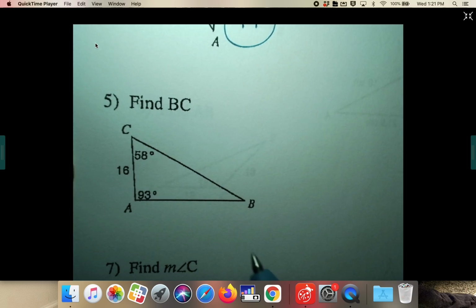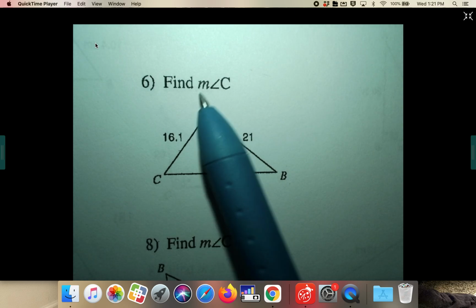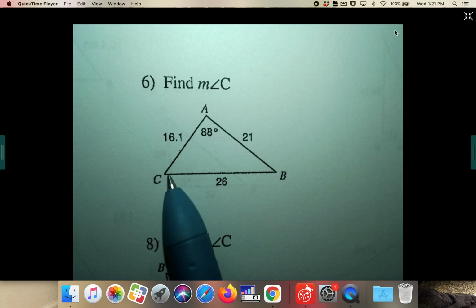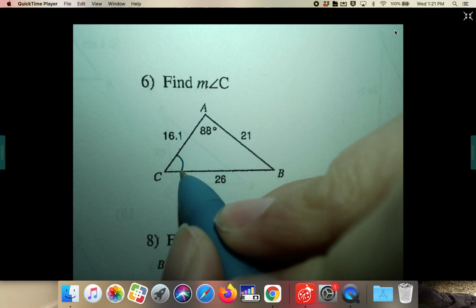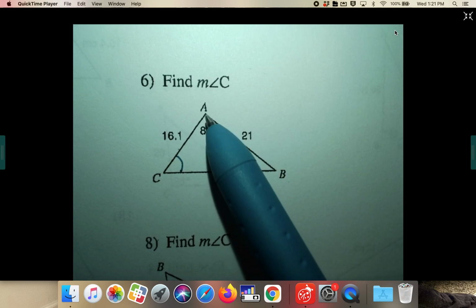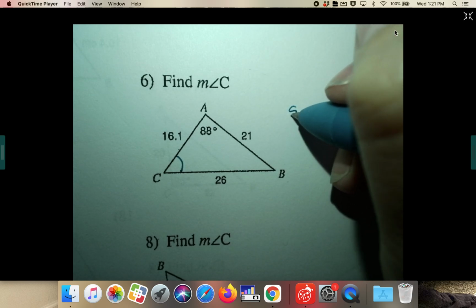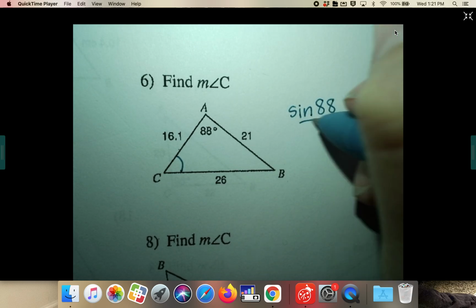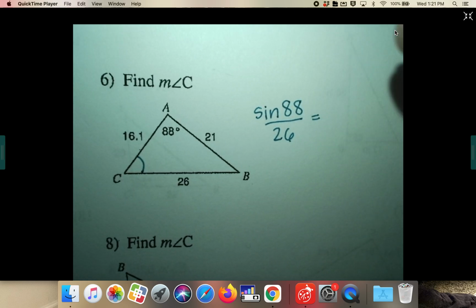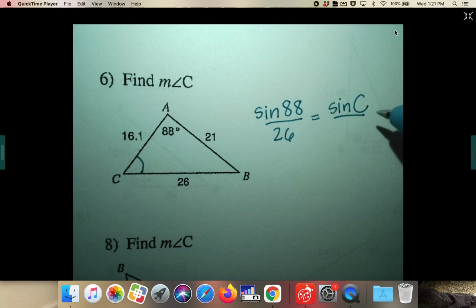Okay, I'm going to skip 5 for now because it's exactly like all the others we've done, and I want you to look at number 6. This time it has switched to now we're finding the angle of C. So this is what we're looking for. So I'm going to put sine 88 over 26 because those are two that we know. And I'm going to set that equal to sine C, which we don't know, so I'm just going to call it sine C over 21.